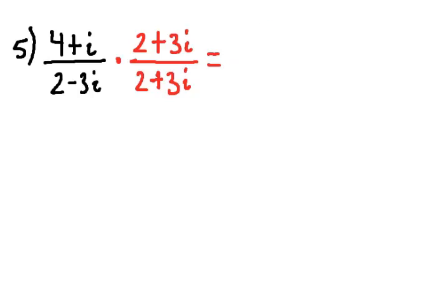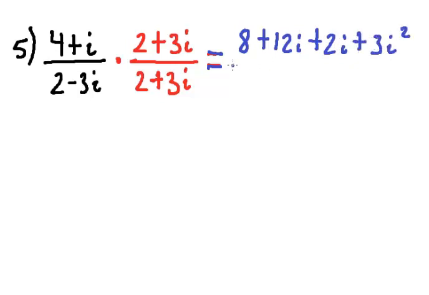So if we multiply that, what are we going to get? Because we have two numbers and two numbers, we're going to use the distributive property, and we're going to get 4 answers up. And we're also going to get 4 answers down. So this is going to be a little bit long. 4 times 2 gives 8. 4 times 3i gives 12i. i times 2 gives 2i. And i times 3i gives positive 3i squared. That will be the answer up.